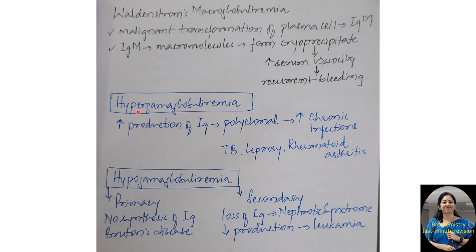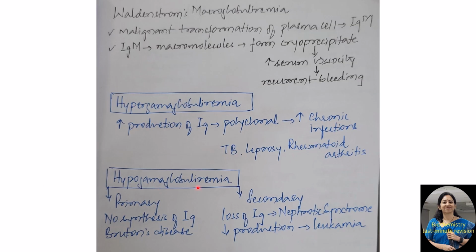The next type of paraproteinemia is hypergammaglobulinemia. As the name suggests, there is increased production of immunoglobulins, and these immunoglobulins are polyclonal in nature. That means there can be synthesis of IgG, M, E, A, D, and the production of these immunoglobulins is increased in any chronic infections like tuberculosis, leprosy, and rheumatoid arthritis.